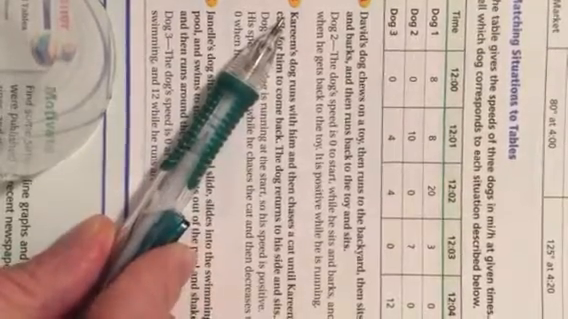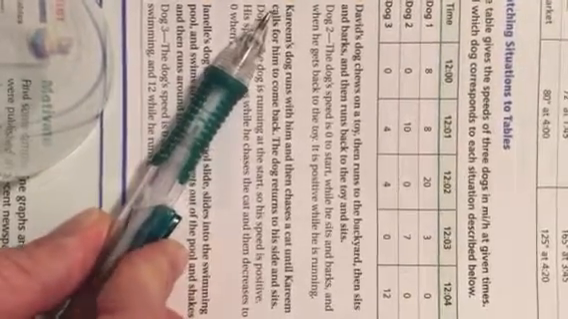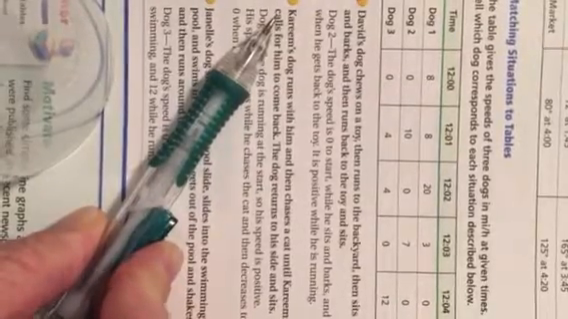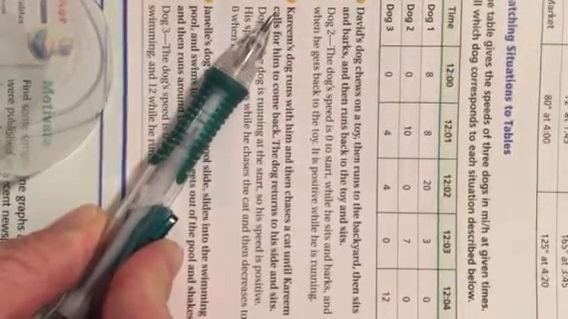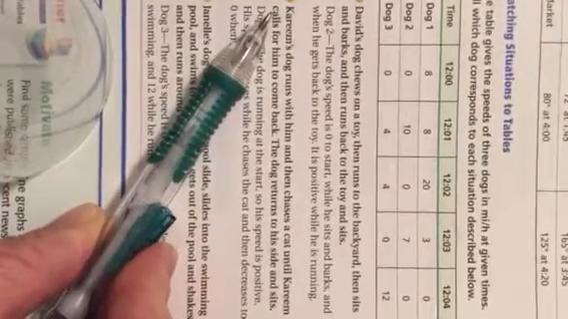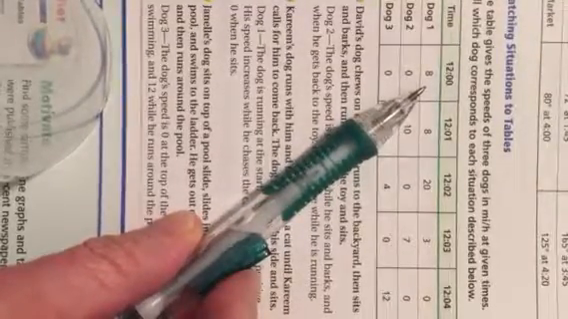Kareem's dog runs with him and then chases a cat until Kareem calls for him to come back. The dog returns to his side and sits. Well, I'm guessing that the dog's fastest speed in this description was when he was chasing the cat, but let's look and see. He was not still to start with, so he really cannot be dog 2 or 3. He has to be dog 1. Now let's see if the data matches the description.